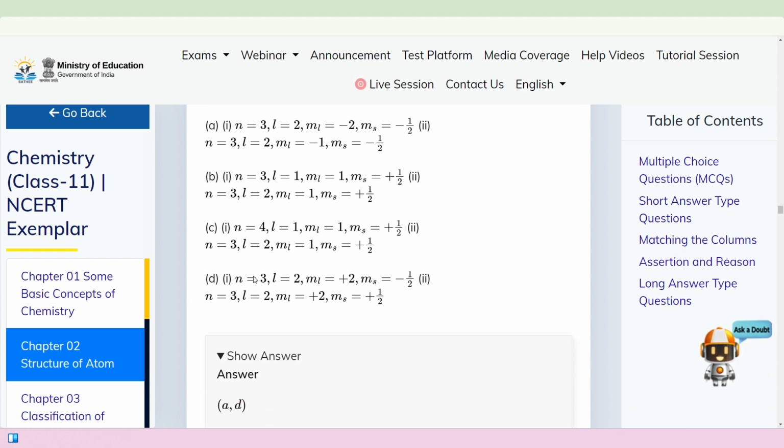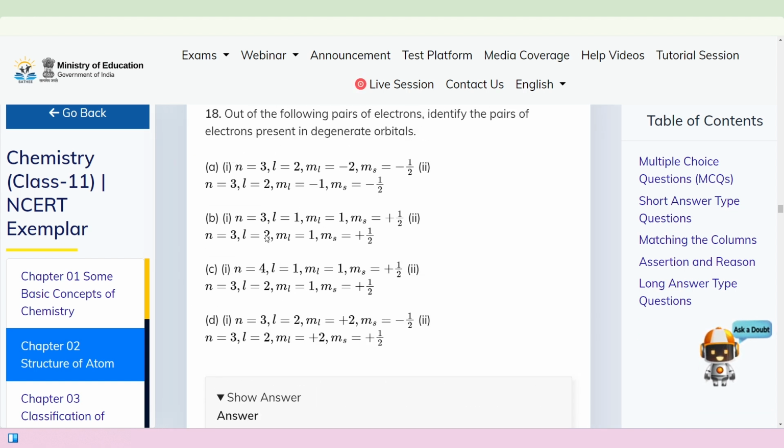What about D? In option D, the n value is the same, the l value is the same, the ml value is also the same, the ms value is different. So, of course, A and D are the correct options. You don't have to look at the ms value here, so don't get confused. They have done it intentionally. They have taken one example in which the ml value is the same, but the ms value is different.